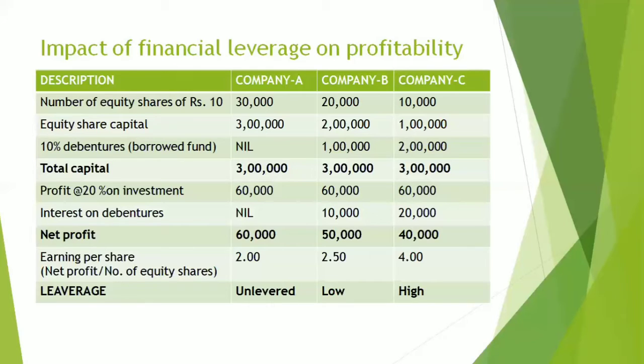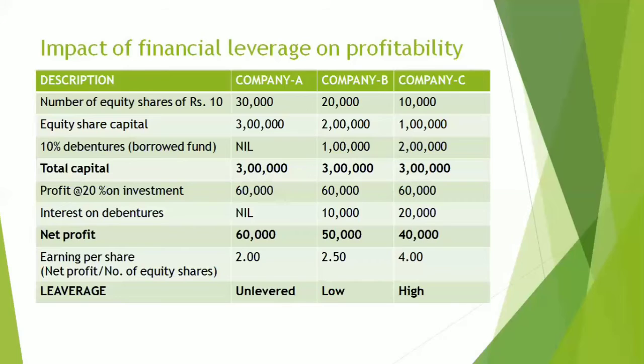In company A, 3 lakh totally from owner's fund, that means equity share capital. Company B, total capital is 3 lakh, but in that 1 lakh is debt financing and 2 lakh is from owner's fund, equity share. Company C, you can see only 1 lakh rupees from equity shares and 2 lakh rupees from debt financing. So here you can see company C has the maximum amount of debt, rupees 2 lakh, whereas company A has not collected any fund by way of debt, that is debenture.